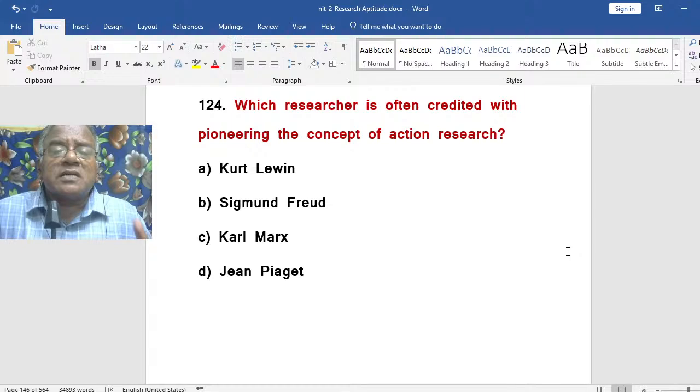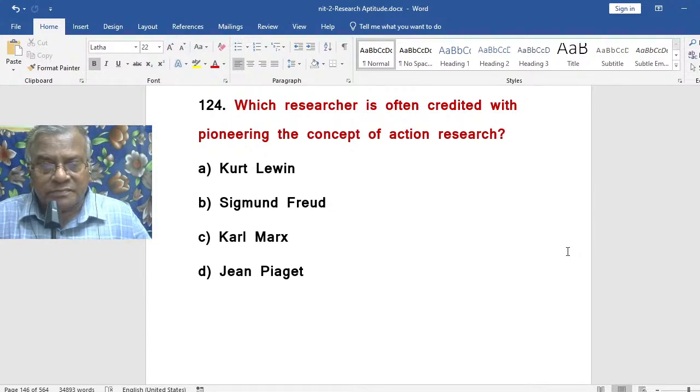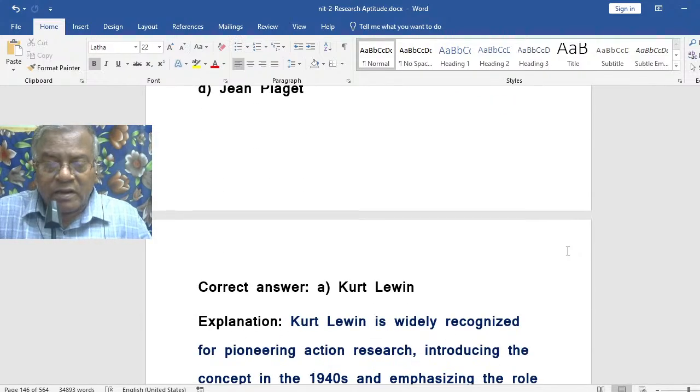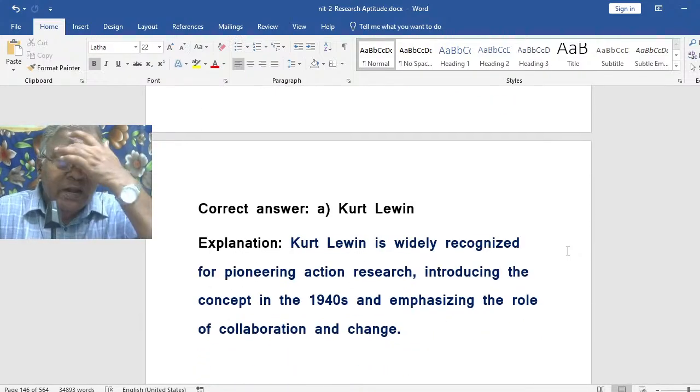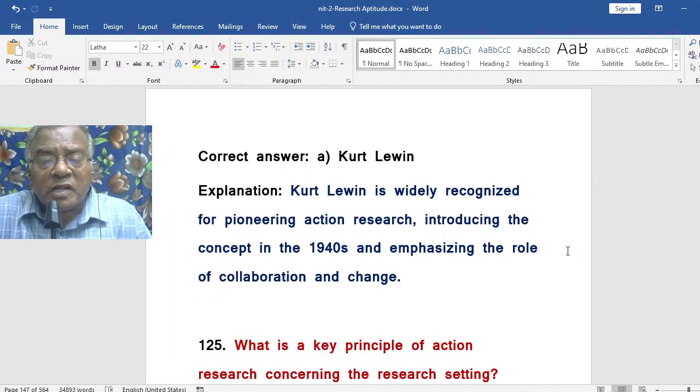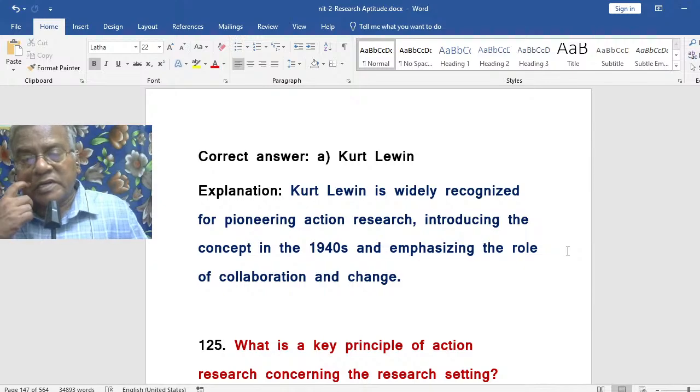Which researcher is often credited with pioneering the concept of action research? That is Kurt Lewin. Kurt Lewin is widely recognized for pioneering action research, introducing the concept in the 1940s and emphasizing the role of collaboration and change. Kurt Lewin.